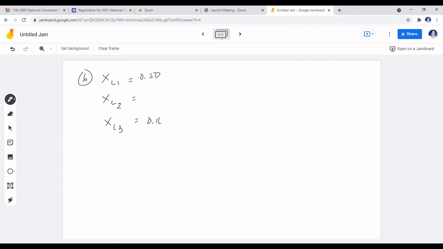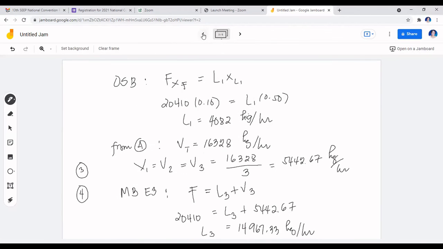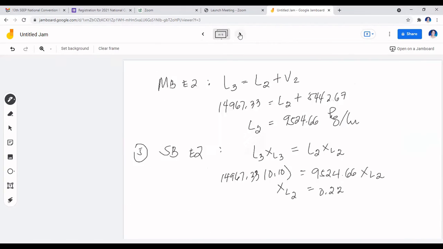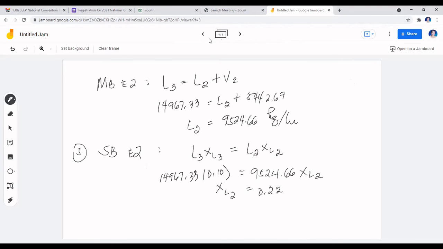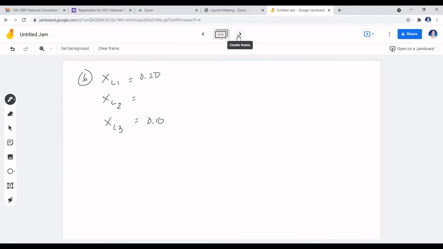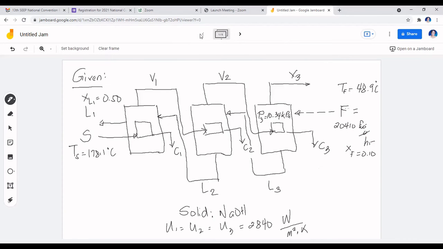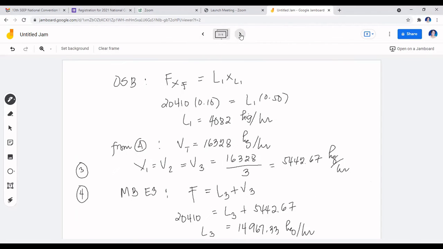XL3 is 0.10. Let me check. My memory is... Yes. Do you make-feed, miss, the 0.10? Wait. It's the feed's 0.10. Jericho, what do you mean? The feed you use in L3 and L3. Ay, sorry. But it's XF, miss. I'll check that. XL3. Oh, we don't have XL3. So that's XF. Thank you for that, Jericho.